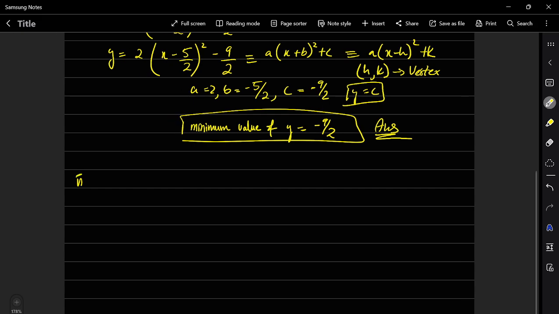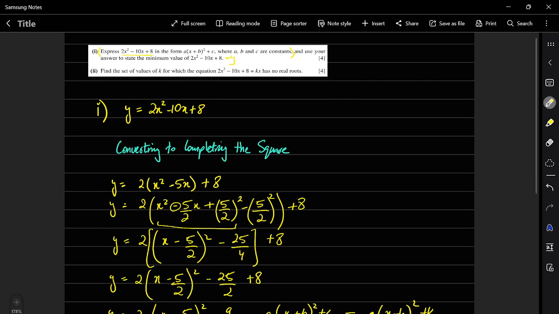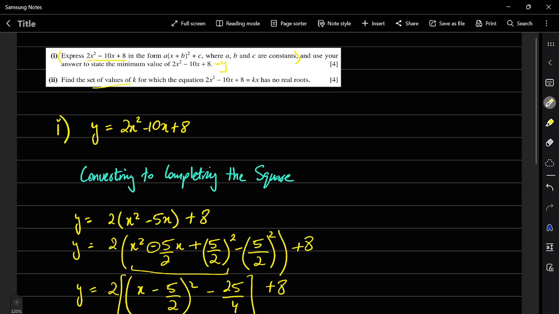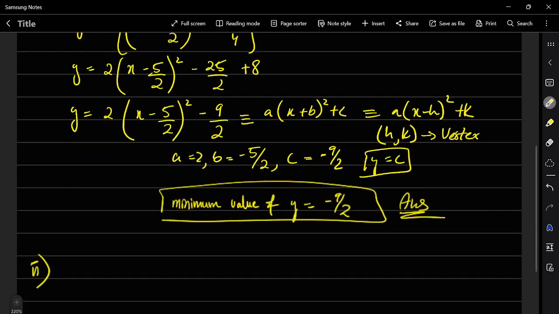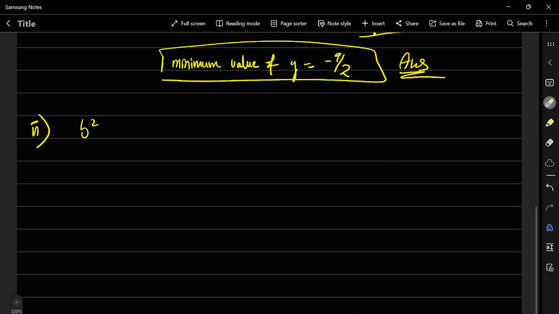Moving on to part 2, we're going to be dealing with inequalities. Find the set of values of x. So we're going to be given a few critical points, and we're going to find out the range for which the equation 2x squared minus 10x plus 8, the same equation, but this time there's kx, has no real roots, meaning that b squared minus 4ac, the discriminant, is less than 0. Okay, so let's figure out the data first. b squared minus 4ac is less than 0.